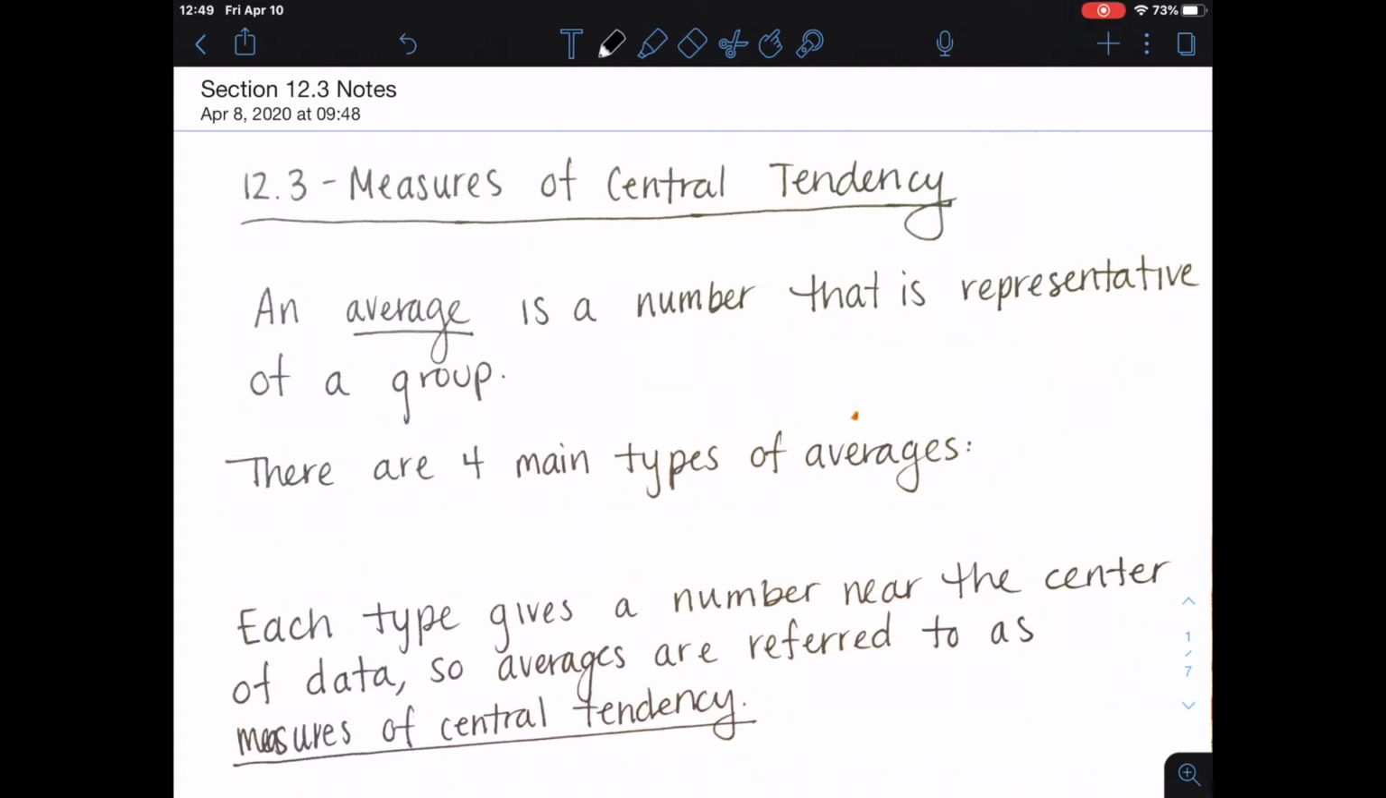So in this section, we're going to go through different measures of central tendency. You've heard averages a ton in your everyday life. That's really just some representative for a group of data. There are going to be four main types of averages we're going to learn about: the mean, the median, the mode, which are the ones that are most common, and the last one is going to be the mid-range. Each one gives a number near the center of the data, which is why they're called measures of central tendency.